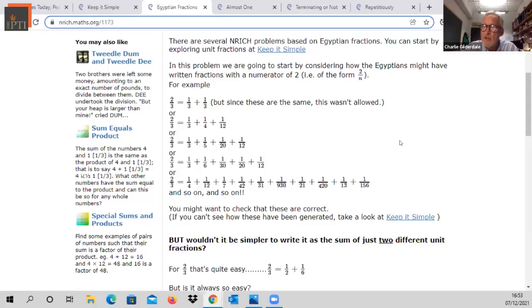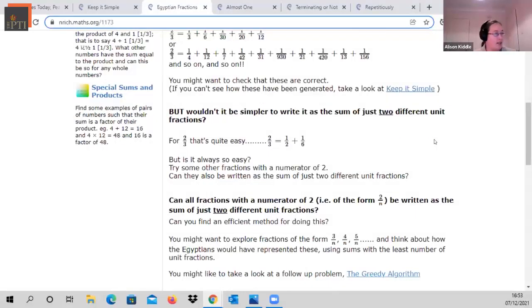It seems that the power of being able to generalize, and I don't want to do it, but knowing that I can do it is extraordinary. So if I carry on down the page then, I think this is actually a very good point. Wouldn't it be simpler just to write it as the sum of 2 different unit fractions? Because being able to write it as that really, really long sum is quite a cool party trick, but it's not very efficient. So for 2/3, we've got 2/3 is a half plus a 1/6. And so we're invited to try and find some other fractions with a numerator of 2 that can be written as the sum of 2 different unit fractions.